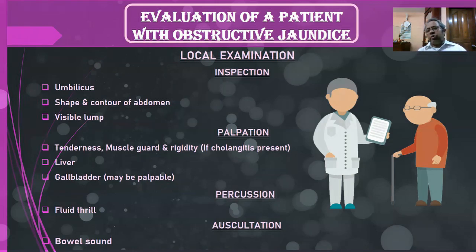Then about percussion. Percussion is very important: fluid thrill and shifting dullness. These two things can confirm clinically that the patient has ascites associated with the obstructive jaundice. And another one is auscultation for bowel sounds. The bowel sound is usually normal. In case of advanced malignancy causing some obstruction of the gut, there may be high pitched sounds, Bergman sound present.